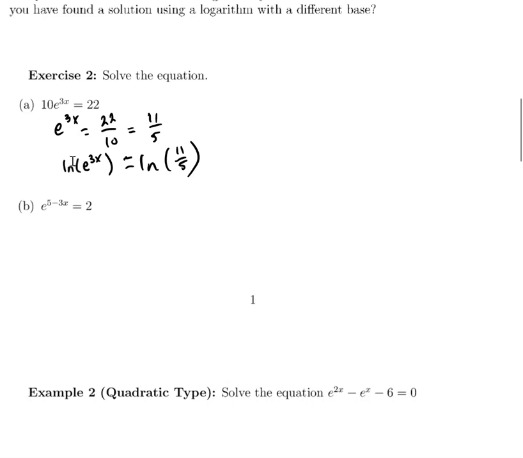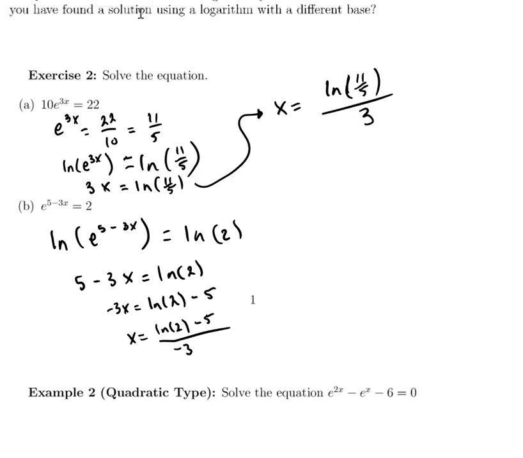And then our properties of logarithms let the natural log cancel with the e essentially, because they're inverses, to leave you with 3x is equal to the natural log of 11/5. And then finally, to get the x by itself, you probably divided by 3. And again, you could have picked a different base logarithm and it would look slightly different, but you still have a nice approach.